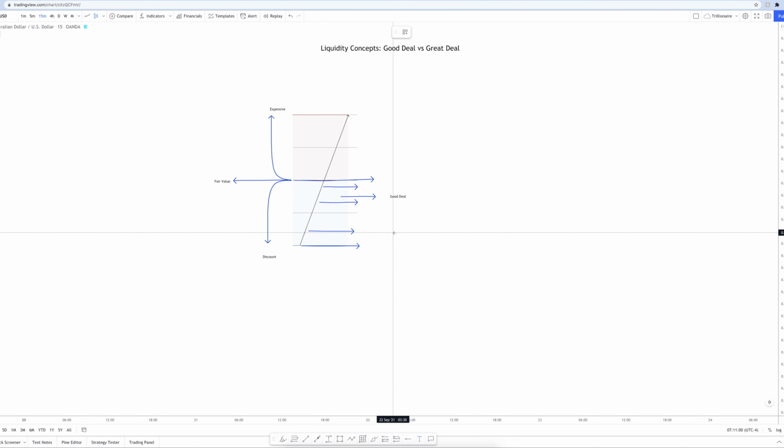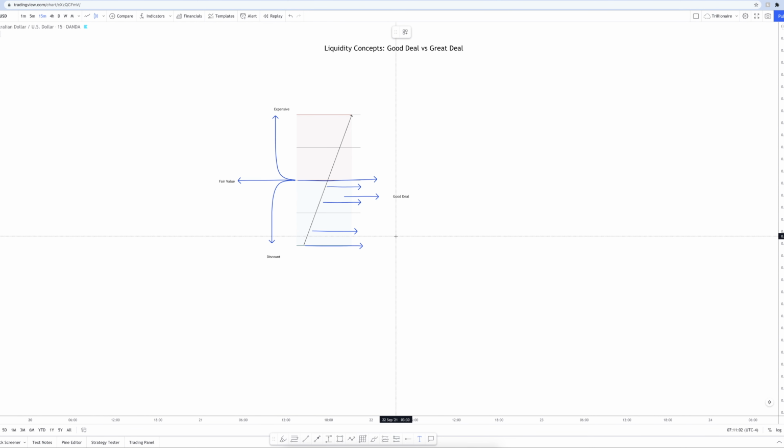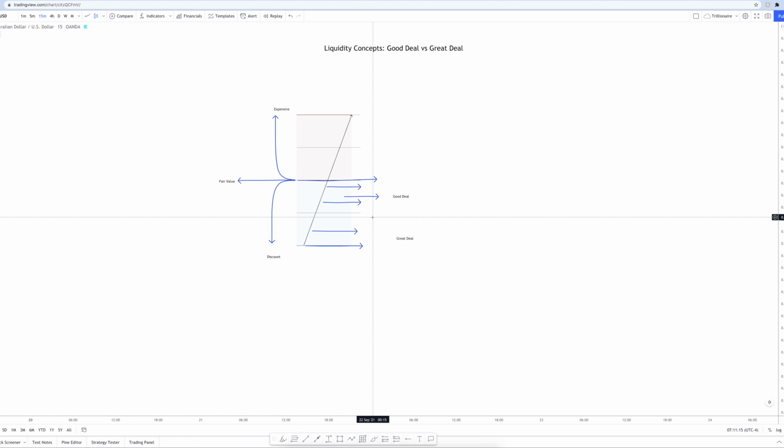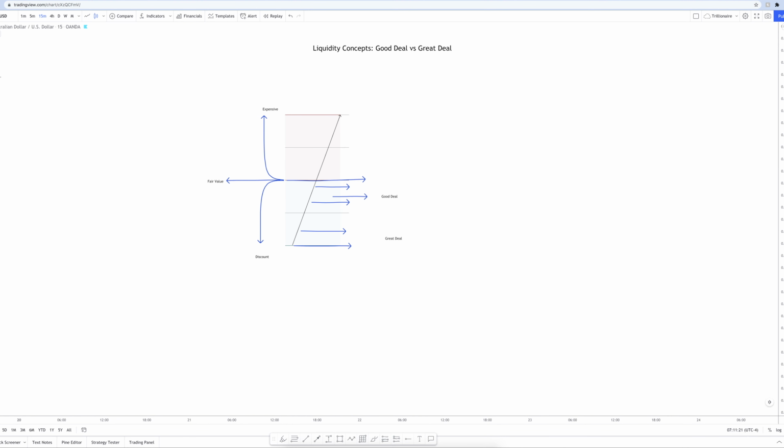Now I want to talk about a great deal. So what is a great deal? A great deal is when you take advantage of an order block that is in the lower 50% of your discounted zone. Once you split this zone up into two pieces, anything to the downside of the equilibrium, anything below the equilibrium of your discounted zone, is going to be a great deal.